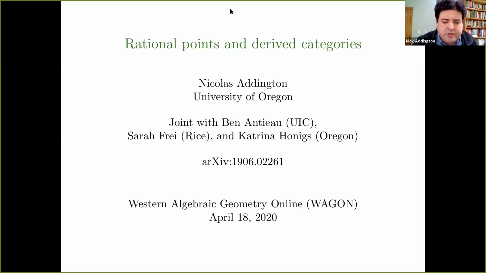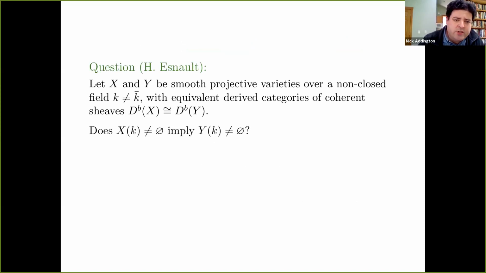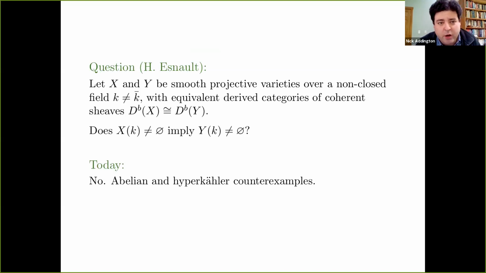We're going to start with a question of Hélène Esnault from about 10 years ago. Suppose I have two smooth projective varieties over a field that's not algebraically closed, and they are derived equivalent. They have equivalent derived categories of coherent sheaves. And the question is, if one has a rational point, must the other also have a rational point? And to spoil the punchline today, I'm going to say no.